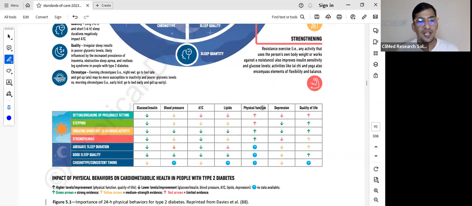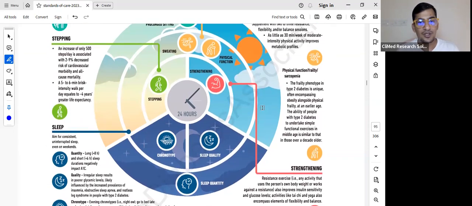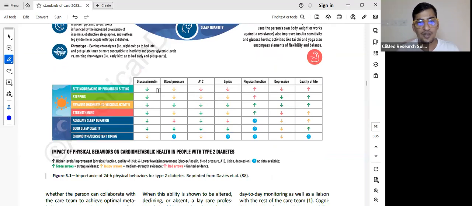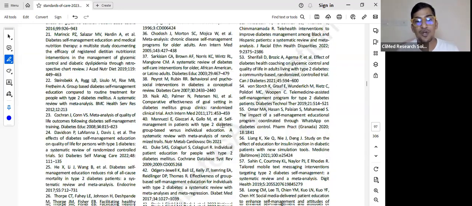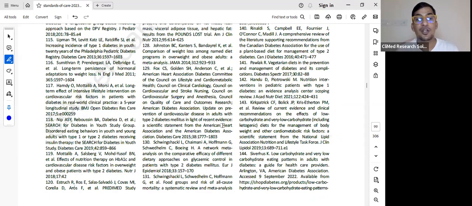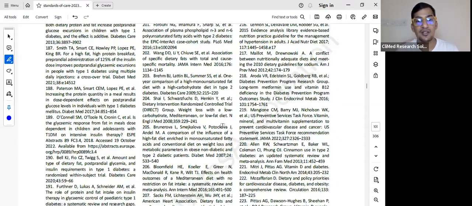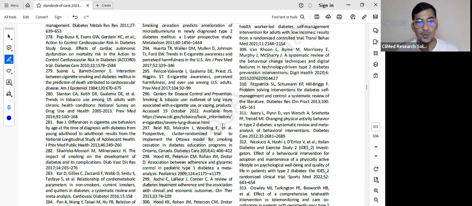Like, see, if you get 8 hours of proper sleep, then your glucose will come down. If you are breaking up prolonged sitting time, then it will go up. Okay, your physical functions and strengthening, they talked about everything, how you should behave in the 24 hours, how you should divide your 24 hours for your physical activeness, your health and your health-related conditions as well.